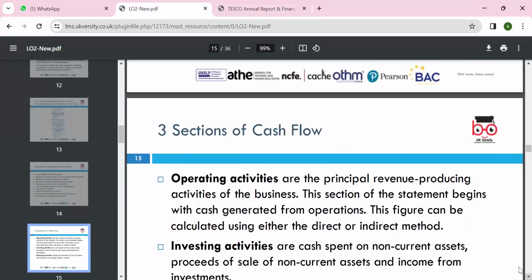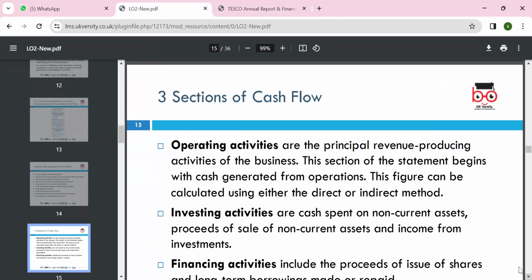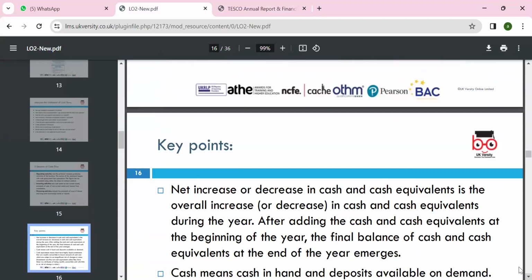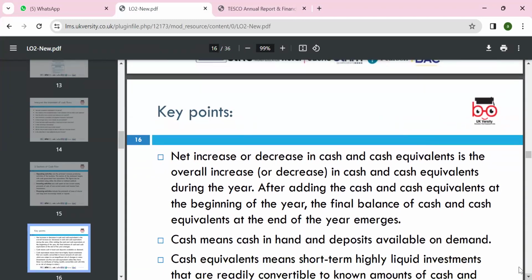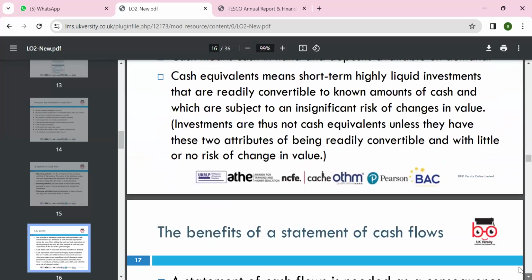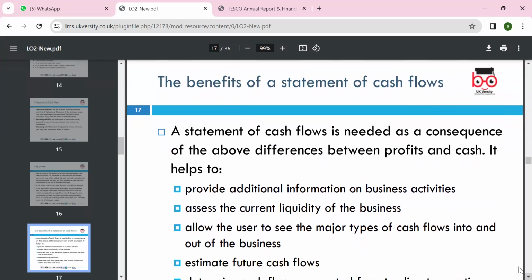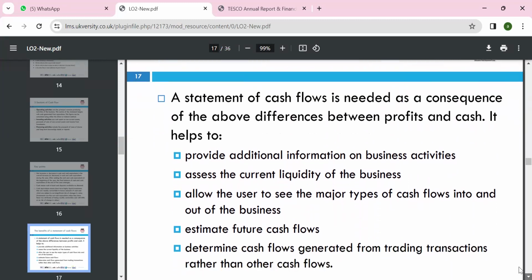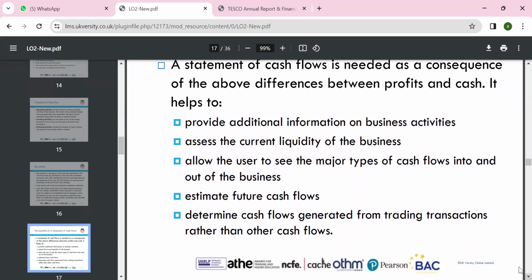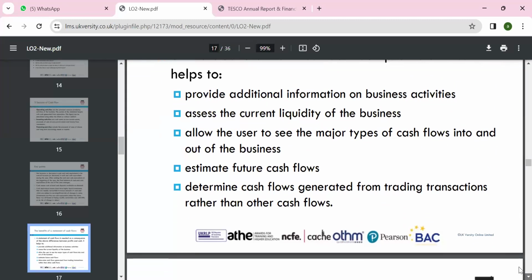So these are operating activities. You can explain what happened with them, investing activities, and financing activities. So that can be the interpretation. Key point: the net increase or decrease in cash equivalents, which we look at overall. We can look at the final balance; cash means cash in hand, cash deposits, cash equivalents. The benefit of the cash flow statement is that it provides additional information, allows us to assess current liquidity, and estimate future cash flows.